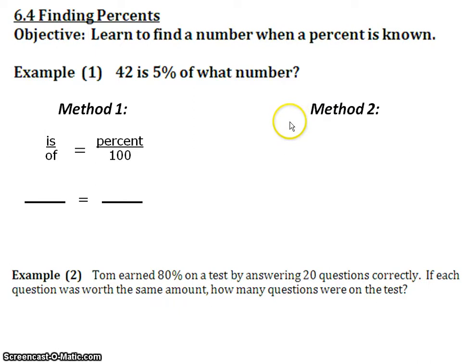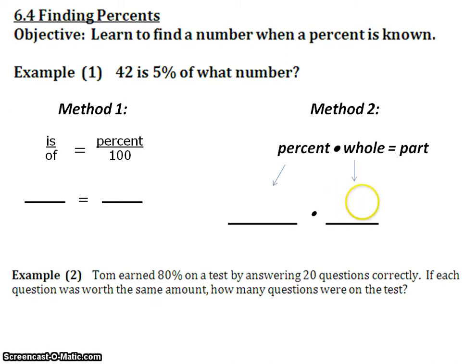Method 2. We're going to use the percent equation. Percent times whole equals part. We're going to fill in our percent, multiply it by the whole, and then we will equal the part.